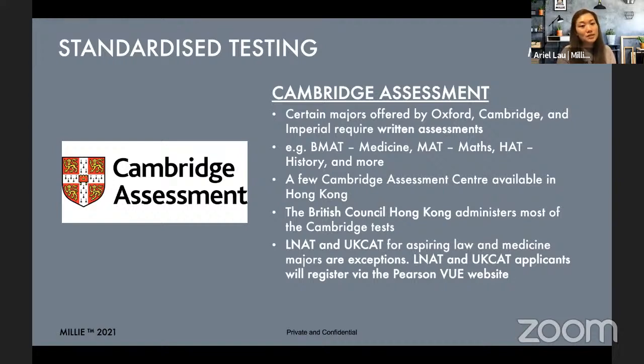On top of Cambridge assessments, there are also other types of standardized tests in the UK. For example, LNAT is for aspiring law students. UK CAT is a close substitute for BMAT, but they appeal to different sets of schools. So do check the UCAS website very carefully to see which test you really need to register for. Because if you don't do the test, or don't submit the score, your entire application will not be processed. So make sure that you remember to register and take these important admission tests.